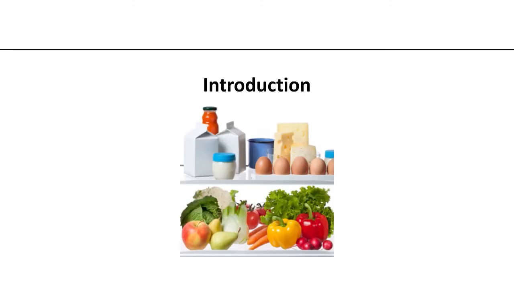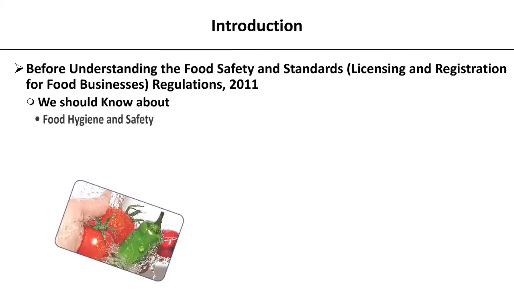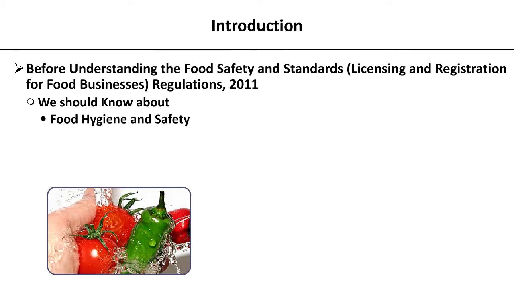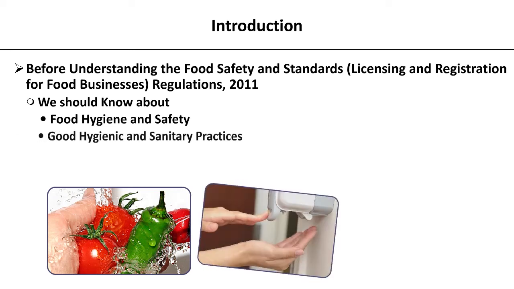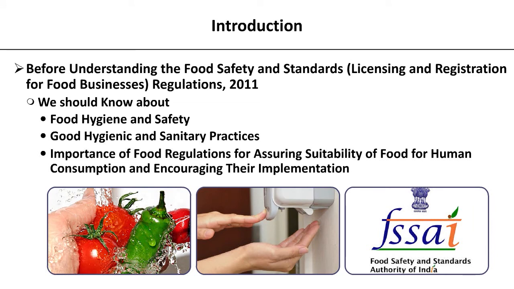Introduction to the module. Before we begin to understand the hygienic and sanitary practices stated in the Food Safety and Standards, Licensing and Registration for Food Businesses Regulations 2011, we need to be clear on our understanding of food hygiene and food safety, contamination of food, good hygiene and sanitary practices, and on the importance of food regulation for providing assurance that food is suitable for human consumption and encouraging their implementation.